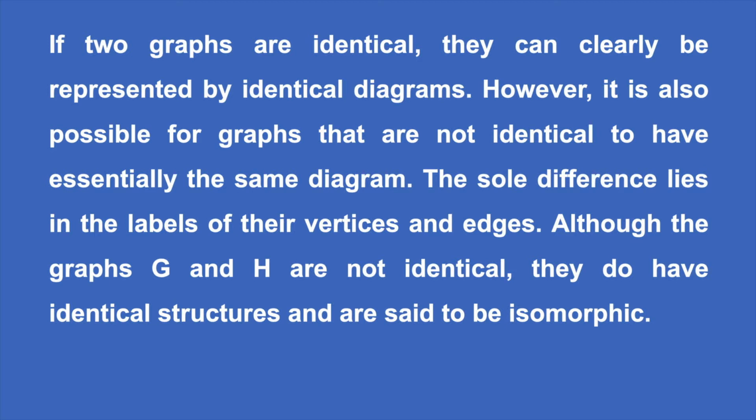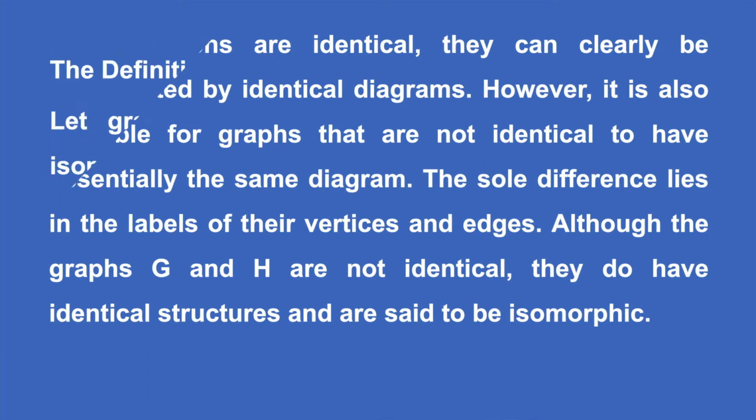However, it is also possible for graphs that are not identical to have essentially the same diagram. The sole difference lies in the labels of their vertices and edges. Although the graphs G and H are not identical, they do have identical structures and are said to be isomorphic.